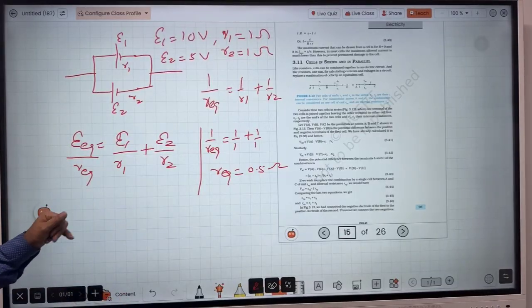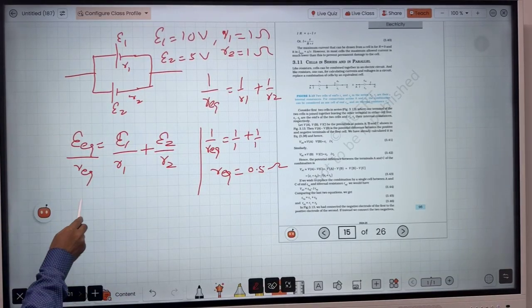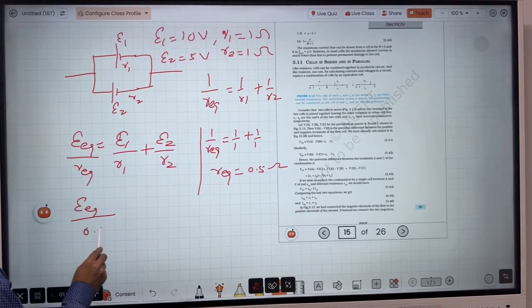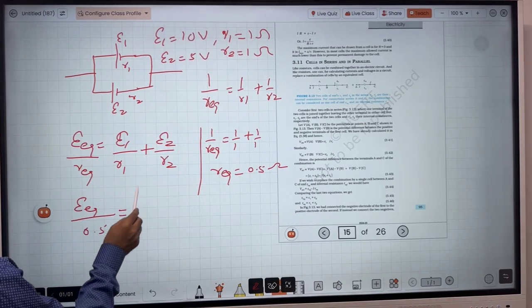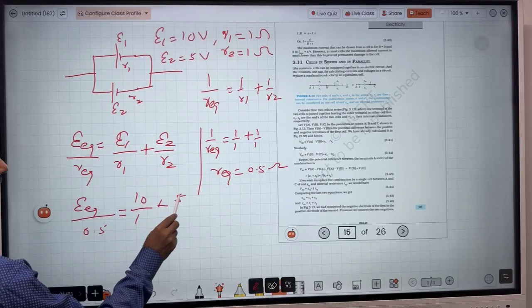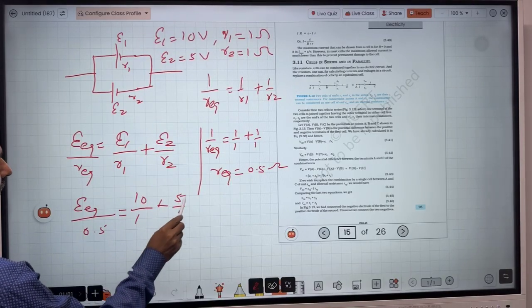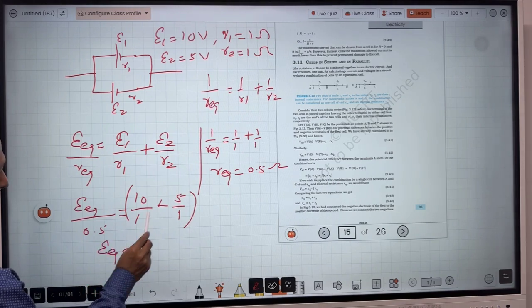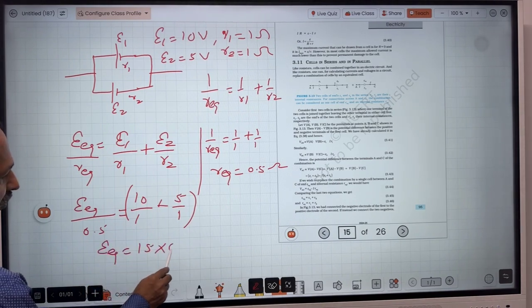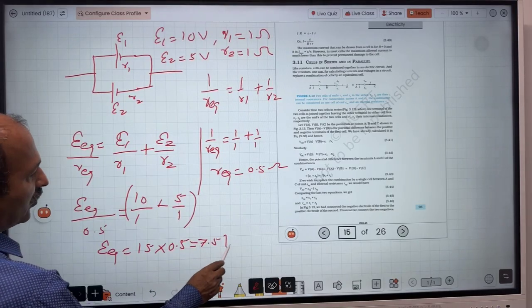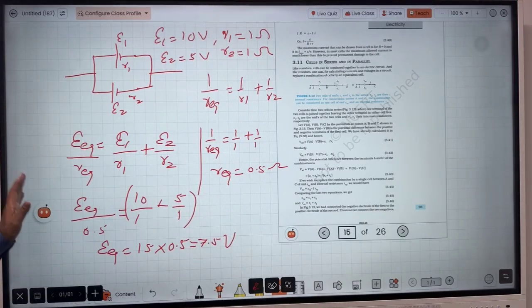And you have to find out E equivalent. So for that you just write E equivalent divided by R equivalent, you have found as 0.5, equal to E1, which is 10 divided by 1, plus E2, which is 5 divided by 1. So this will be 15, and then E equivalent will be 15 multiplied by 0.5. So this will give 7.5 volt. I think you have understood.